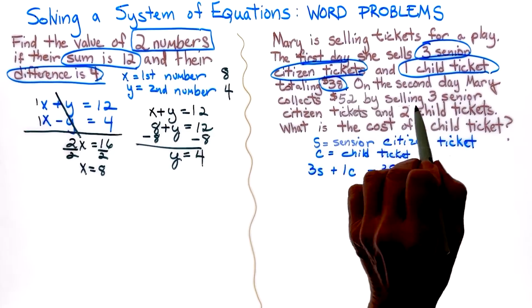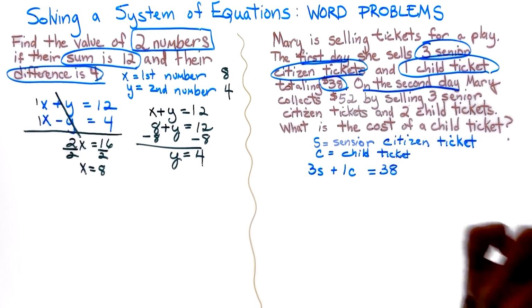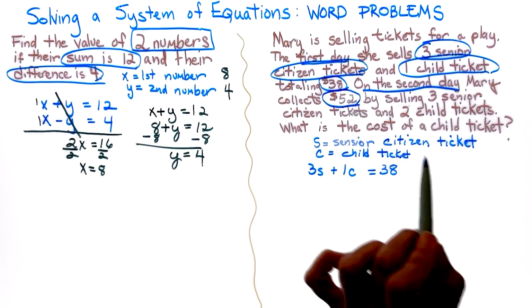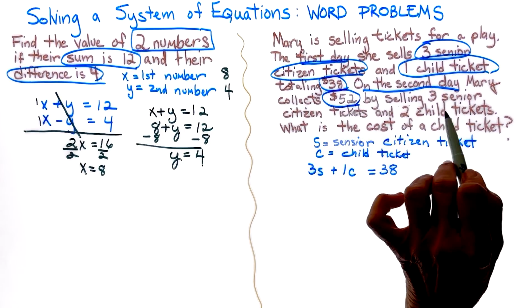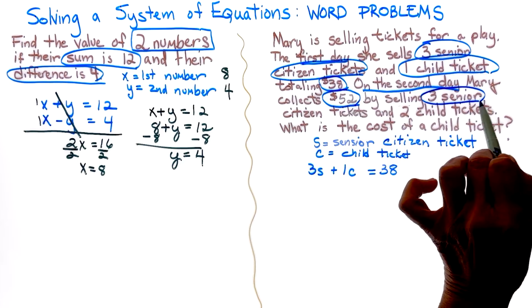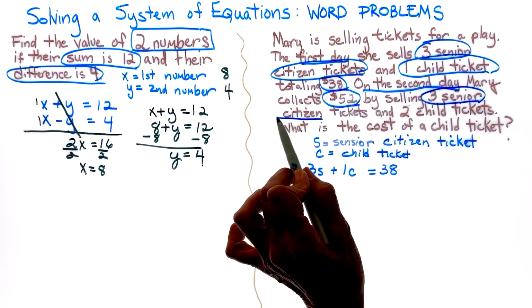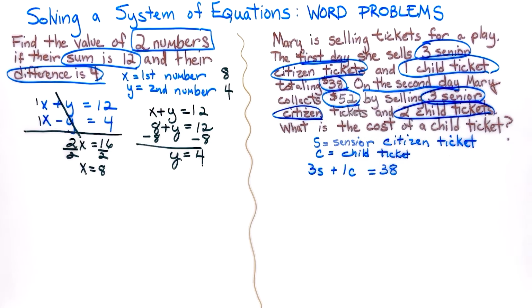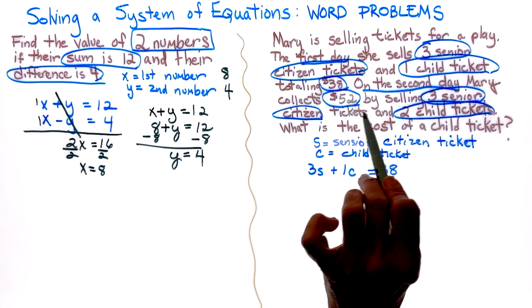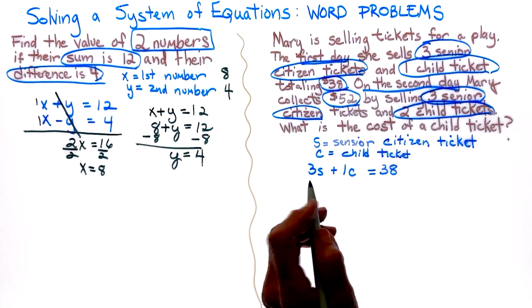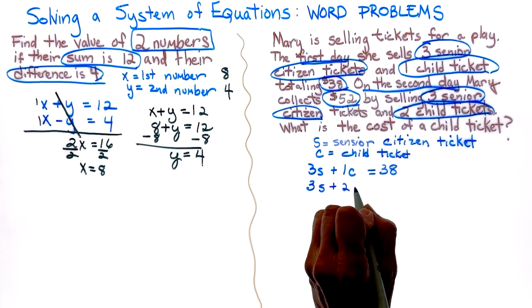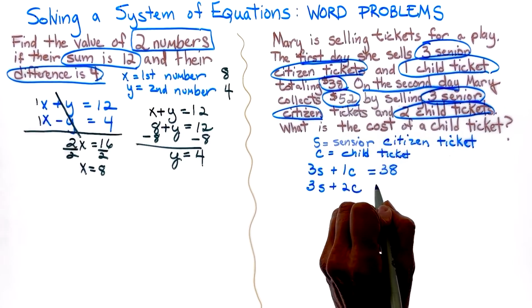So let's look at the second day, which that's going to be our second equation. Mary sells, they give us the total first, $52 by selling 3 senior citizen tickets and 2 children tickets. And what is the cost? Again, we're looking for the cost of a child ticket. But let's write our second equation. We have 3 senior citizens. This time we have 2 child tickets, and the total is 52.